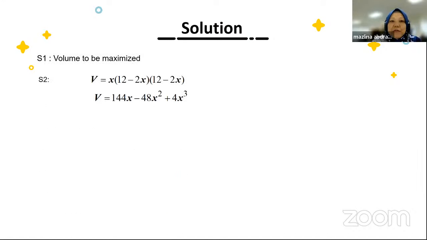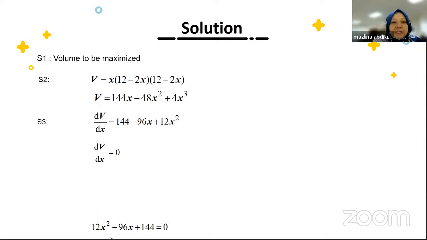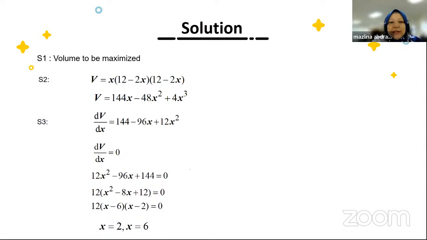Okay, let's see. Volume to be maximized. So you got the formula of volume: 12 minus 2x, 12 minus 2x, and multiply by x, the height. So you got this formula of the volume and then we differentiate the volume equal with 0. Then you're going to get your x is 2 and x is 6. There are two answers here.